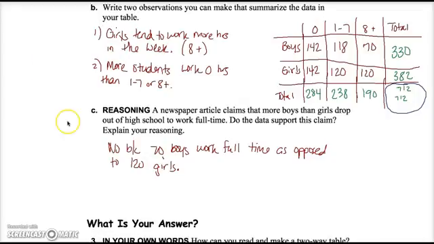Now, refer back to Canvas for your assignment that goes along with this. Reading two-way tables. Keep in mind, your marginal frequencies are your totals. Your joint frequencies are all of the individual numbers that are in the two-way table.